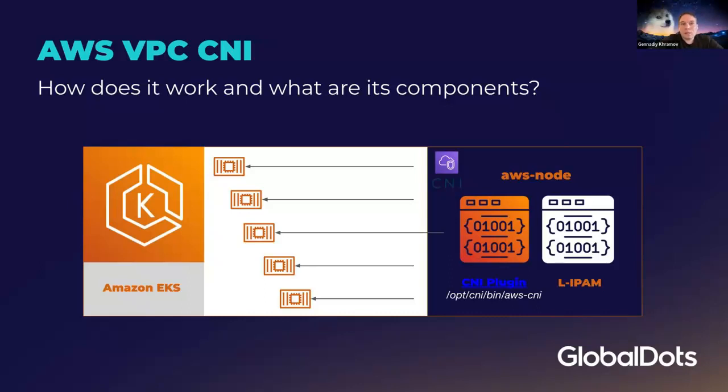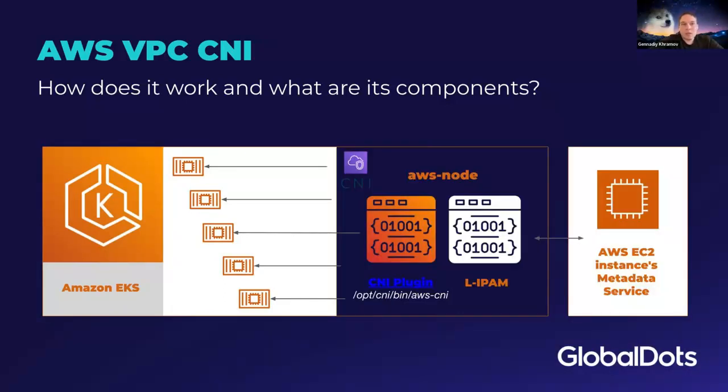And the second component is the local IPAM daemon. It is an IP address management service. It communicates with the AWS EC2 instance metadata service. And it's responsible for creating network interfaces and attaching the network interfaces to Amazon EC2 instances, assigning secondary IP addresses to these network interfaces, and maintaining a warm pool of IP addresses on each node for assignment to Kubernetes pods when they are scheduled.